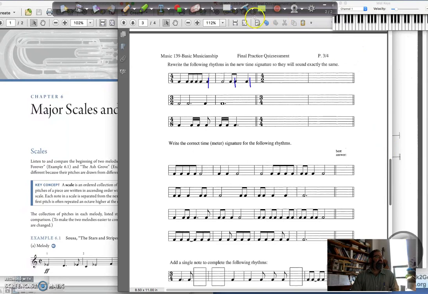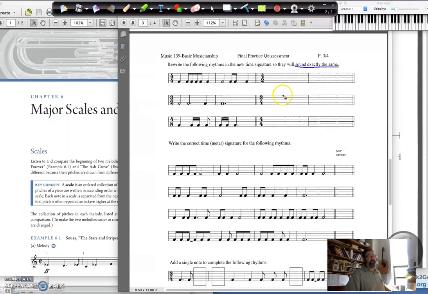Rewrite the following rhythms so that in a new time signature they will sound exactly the same. Now this was asked for in our worksheets this session. And I think one thing that just has to be understood right away is if it sounds the same, it's got to have the same number of events. So if it's got, for instance, in this bar, 6 different notes, it's going to have 6 different notes in this bar for it to sound the same. And they really can sound exactly the same.